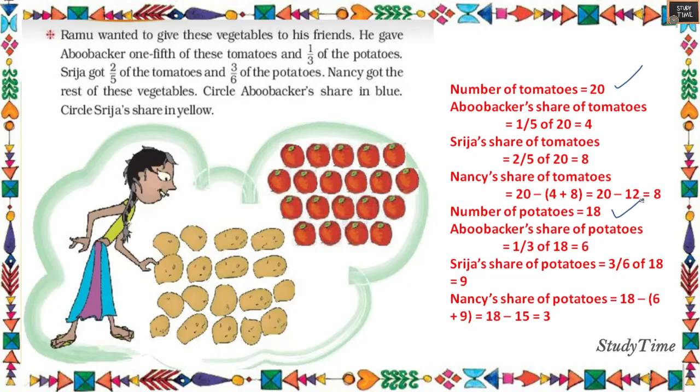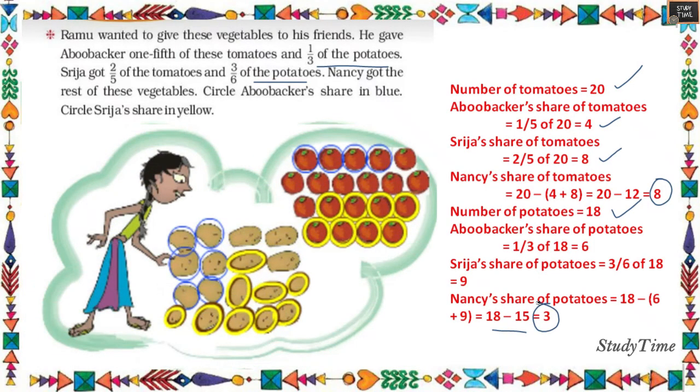Abu Bakr's share is 1/5 of the tomatoes. So 1 by 5 of 20 is 4. Srija's share is 2 by 5 of 20 in tomatoes. So it is 8. So 20 minus 12 is 8. Nancy's share is 8 in tomatoes. Total number of potatoes is 18. Abu Bakr's share is 1/3. So 1/3 of 18 is 6 and 3 by 6 of the potatoes is 9. So Nancy's share is 18 minus 15 is 3.